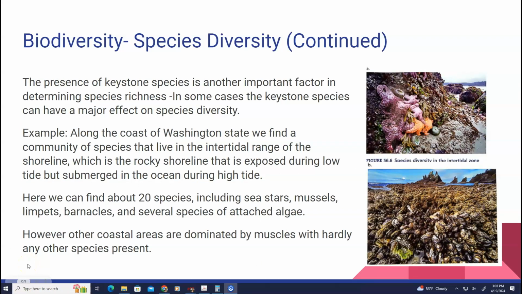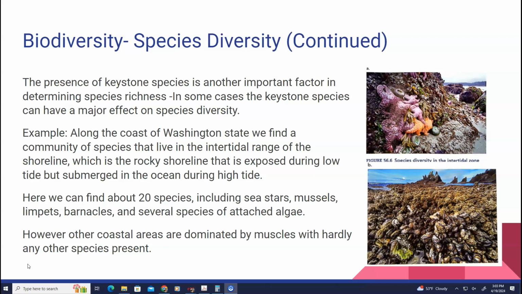Next is the presence of a keystone species. Keystone species are essential for other species to thrive in their environment. So if that keystone species is available, then we could see a lot of other species around. But if that keystone species is not there, you could also see an absence of many other species.